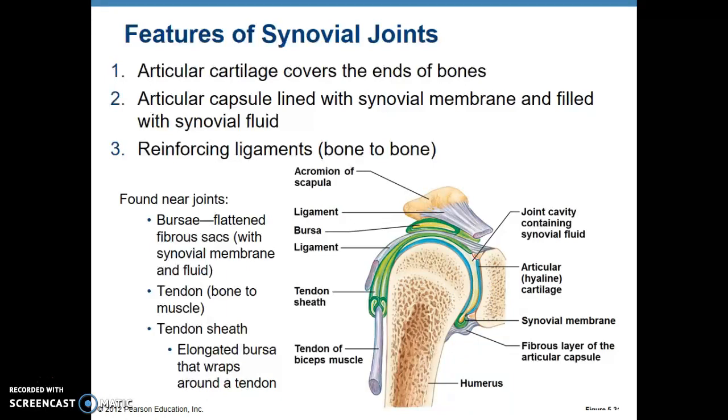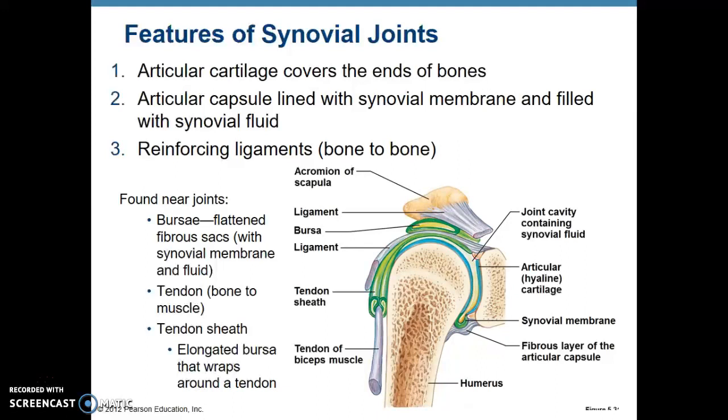In addition, you'll also see reinforcing ligaments. Ligaments hold bone to bone. So here would be an example of a ligament, and it's going to hold these two bones together to make sure everything stays in close proximity.